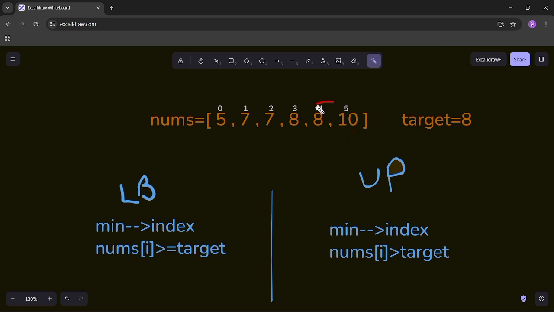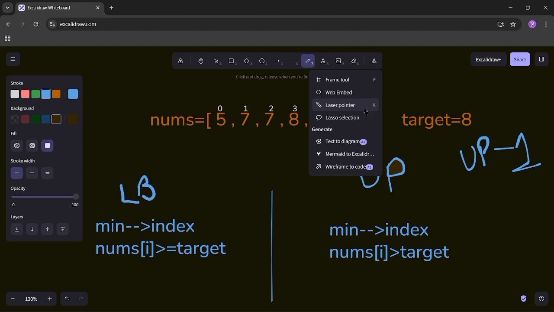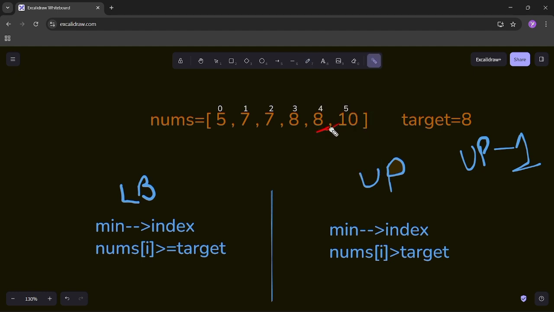So how to get this number? It is very simple. If we do upper bound minus 1, I'm sure I'm going to get this number. So this is how our approach is. We apply the lower bound to get the leftmost number, which is our first occurrence. And if we apply the upper bound and subtract 1 from it, we get the last occurrence. So this is how we have to solve it.